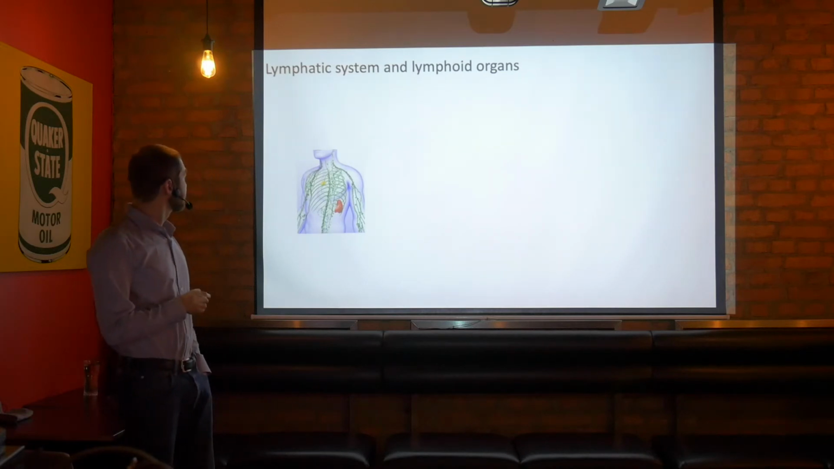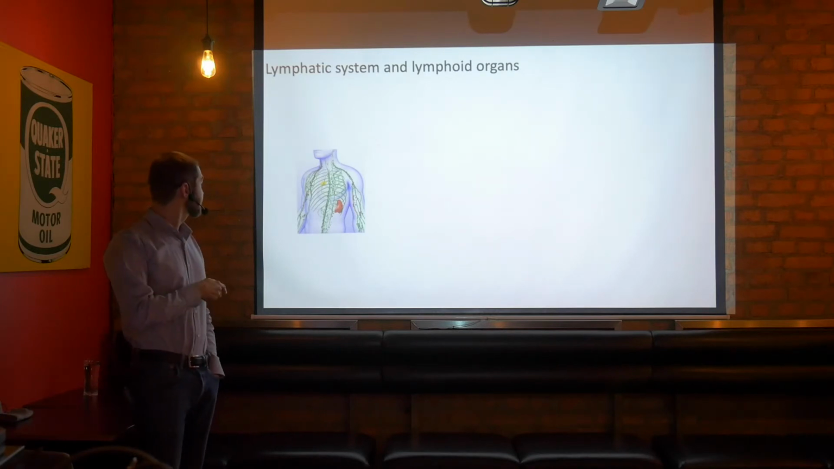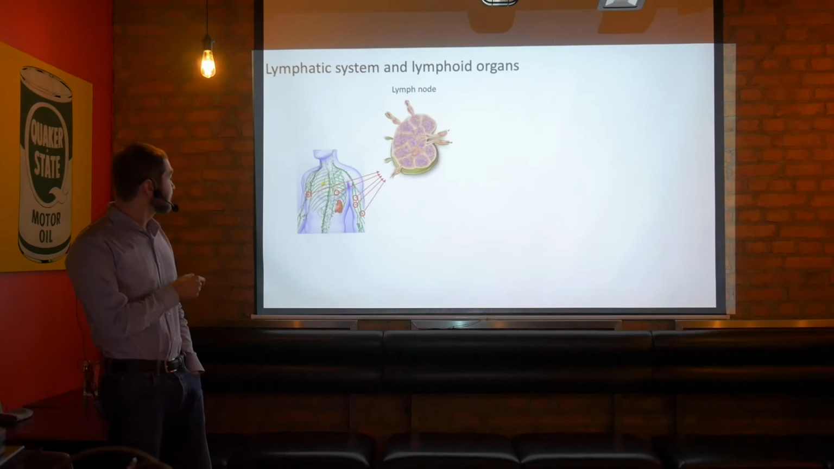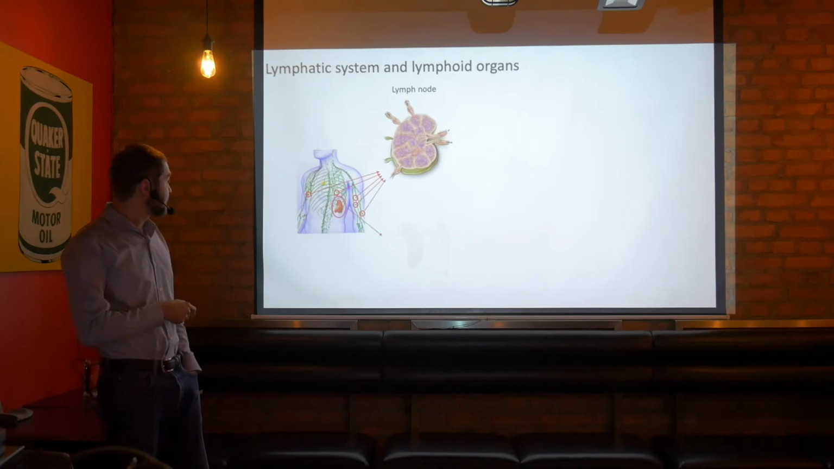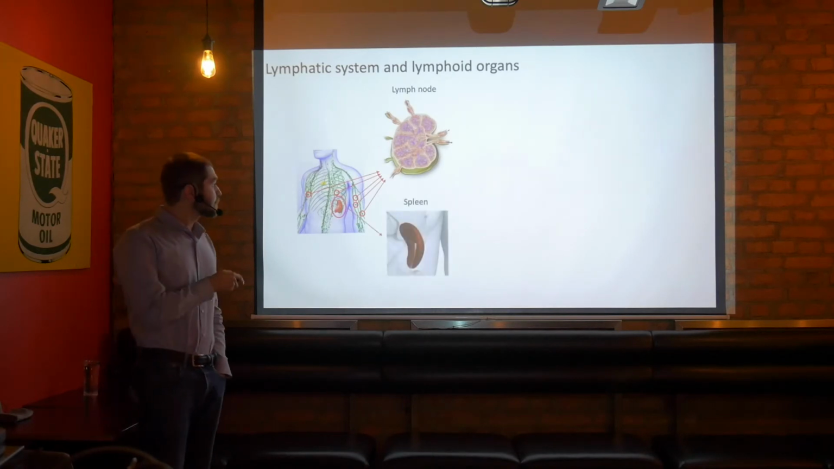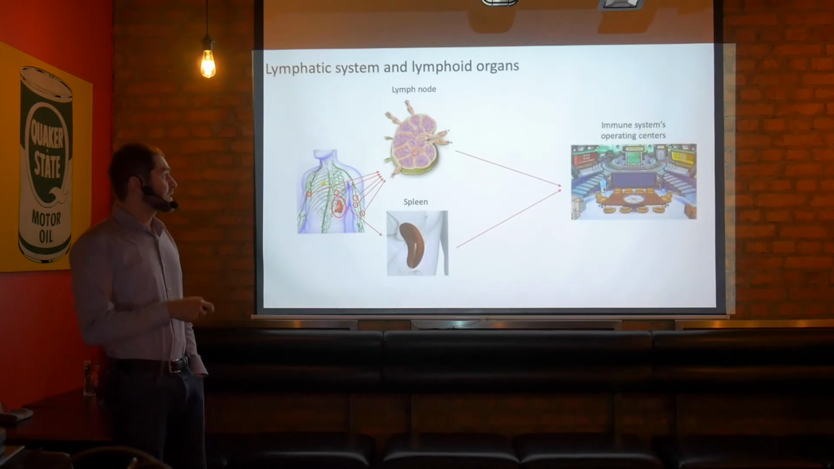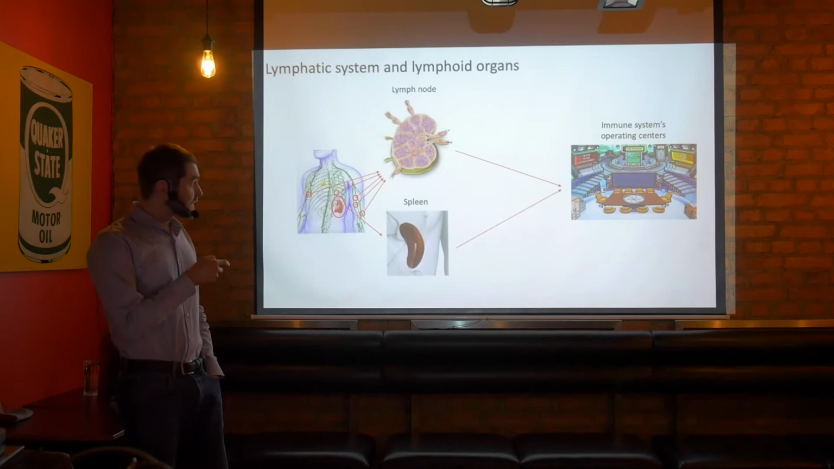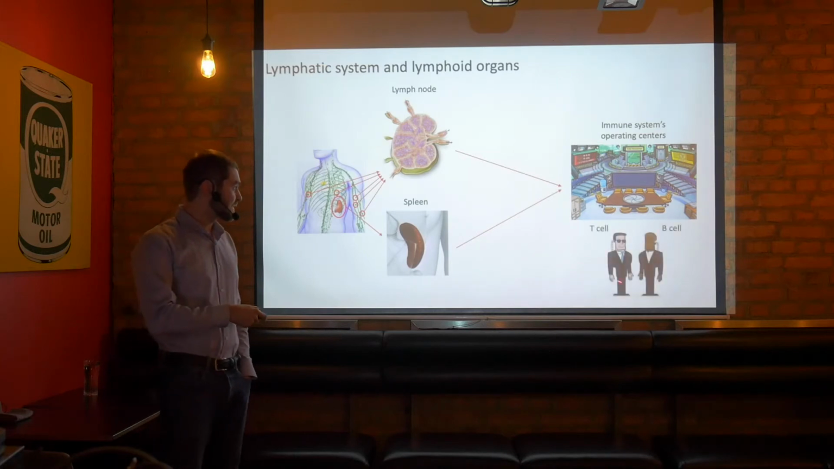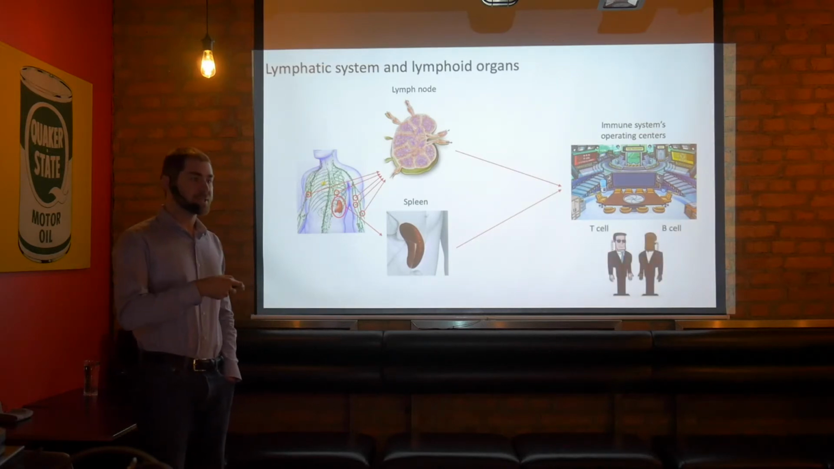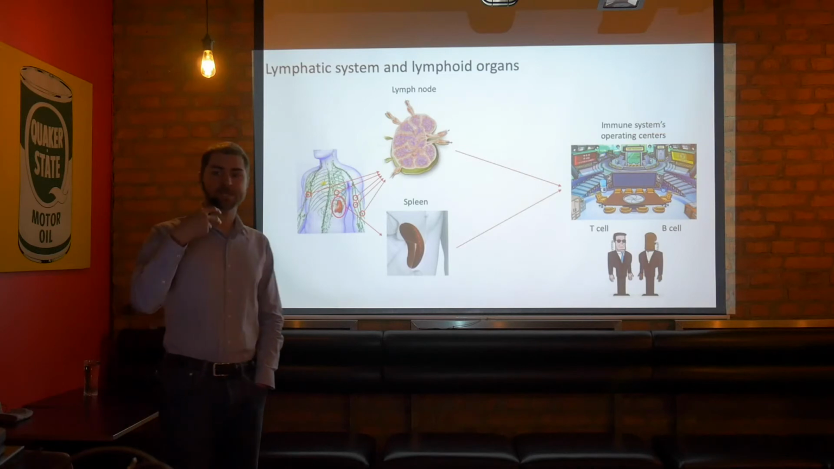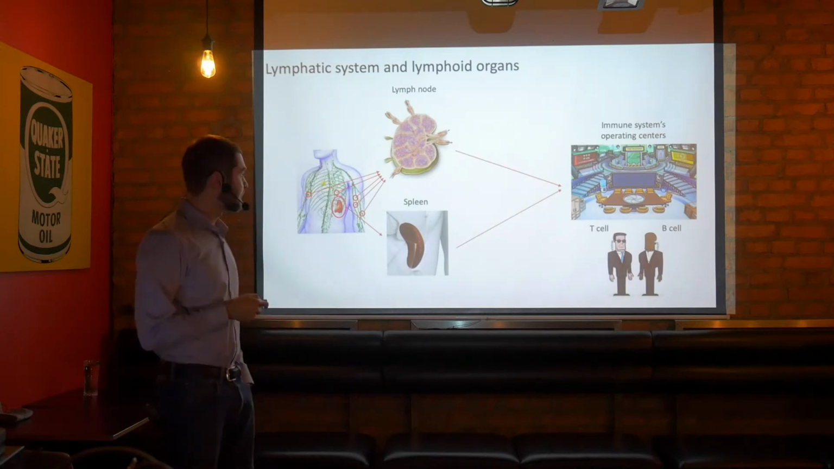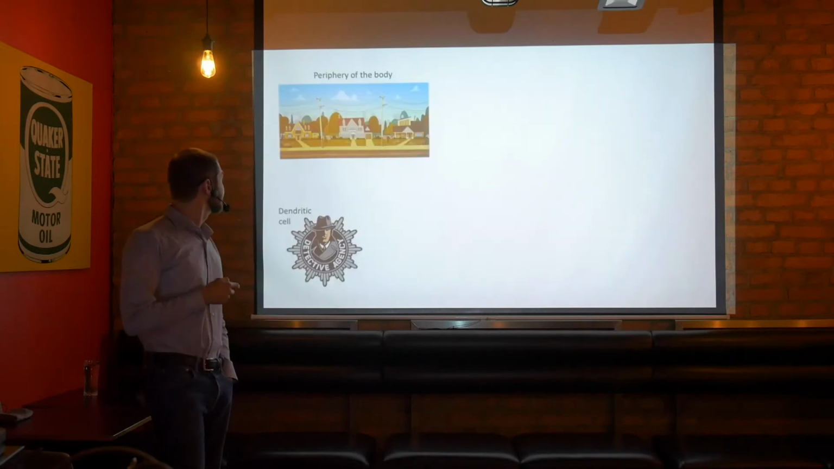And we're going to focus on two organs of the lymphatic system, which are the lymph nodes and the spleen. And these two organs can be imagined as the immune system's operating centers, where the T cells and the B cells, so the intelligence, reside and decide all the strategies to fight the criminals, the pathogens.